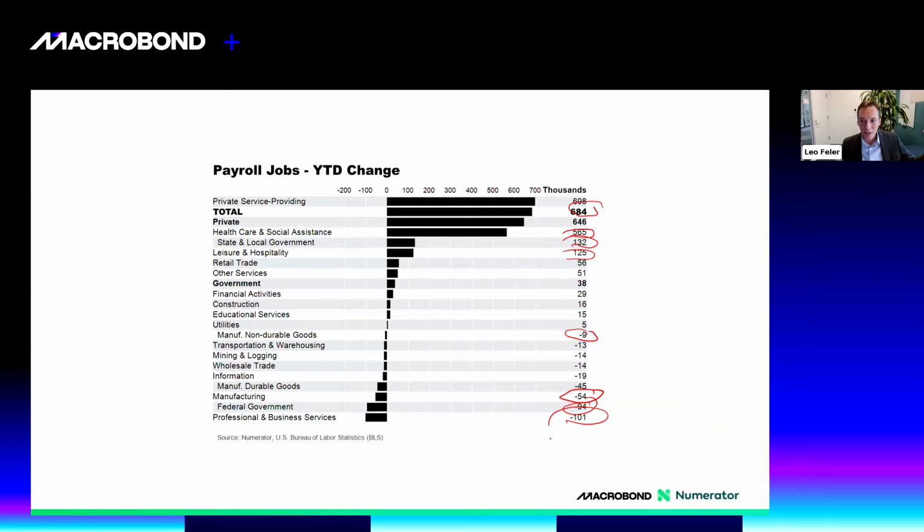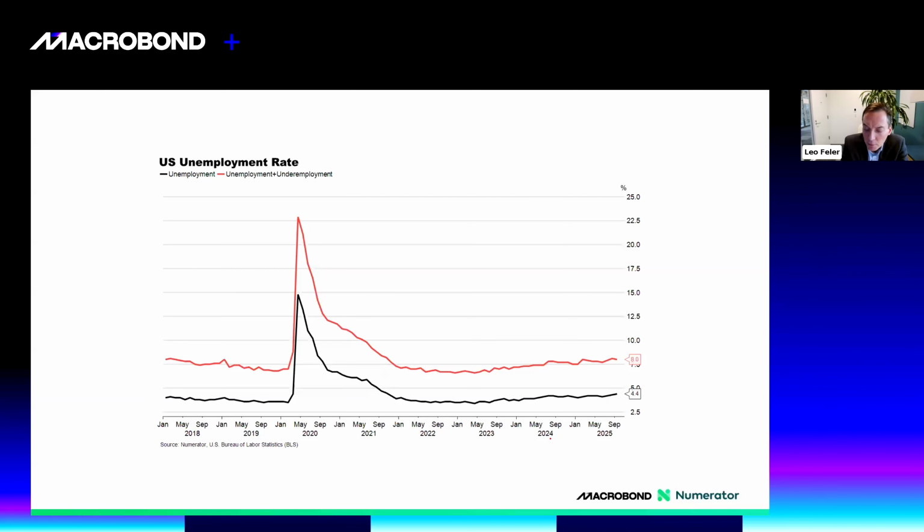So we are adding jobs. They just tend to be in sectors like healthcare and social assistance, whereas manufacturing and federal government jobs and professional and business services have still been struggling. The unemployment rate has been ticking up very slowly to 4.4%. Now, I also put the underemployment rate, which includes people working part-time for economic reasons, right? Because they can't find a full-time job. And here again, you see that this has ticked up very slowly. So it's not just that people aren't able to find a full-time job, they've shifted to working part-time. Both of these have gone up pretty steadily.